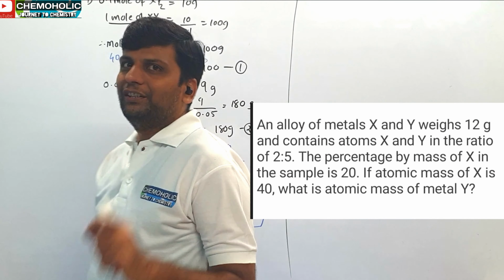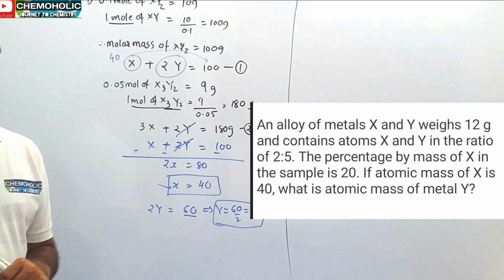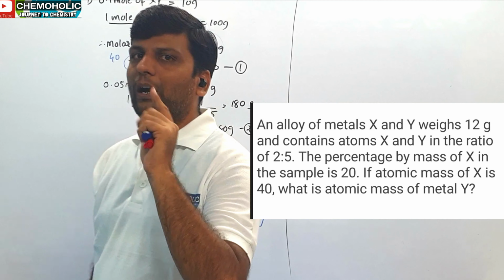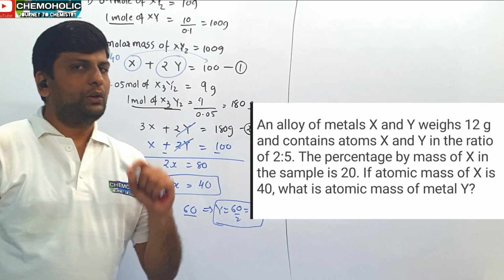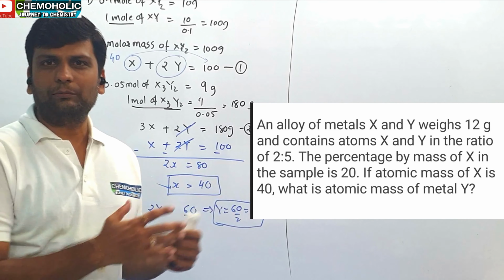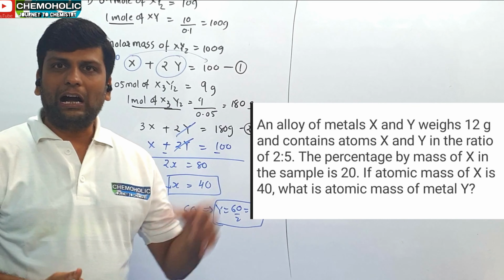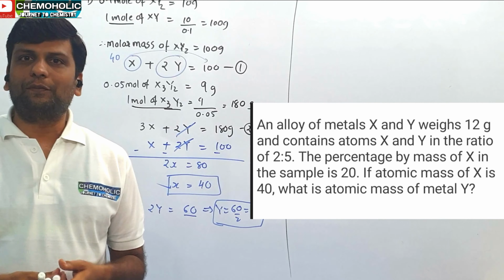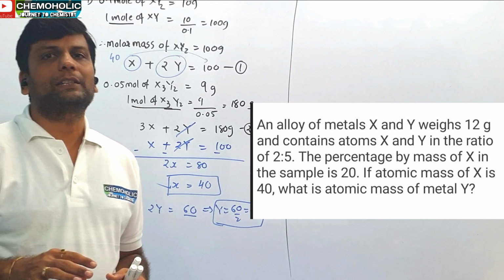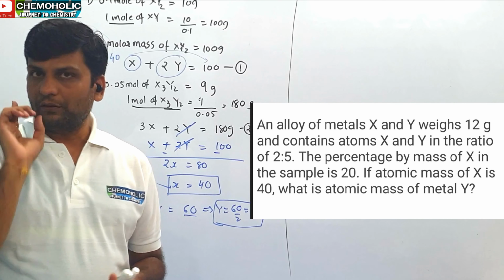Well, now the fifth part of favorite 5, JEE Advanced. That is an alloy which is made up of two metals, x and y. This alloy weighs 12 gram. And in this alloy, see the question properly, the percentage by mass of x is 20. So out of 12 gram, 20% is of x. What is the molar mass of y if atomic mass of x is 40? So atomic mass of x is 40. You need to find the atomic mass of y.